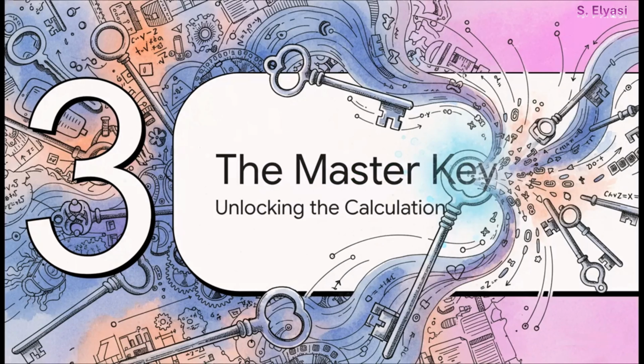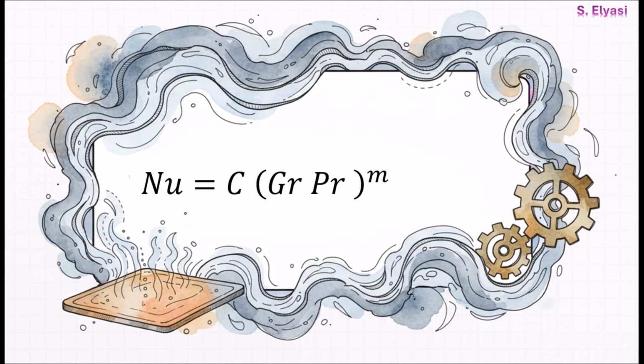Okay, we've got all the pieces of our toolkit. So how do we actually put them together to solve a real problem? Well, it turns out that after decades of experiments, engineers found a kind of master key, a formula that connects everything together. And here it is. Now, I know it might look a little intense at first, but trust me, this equation is our best friend.